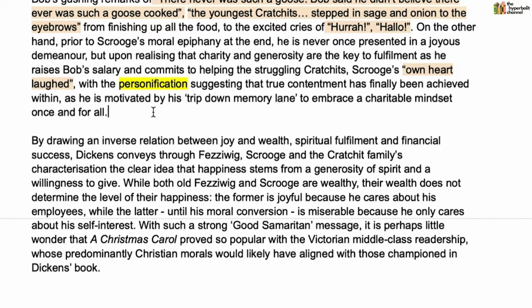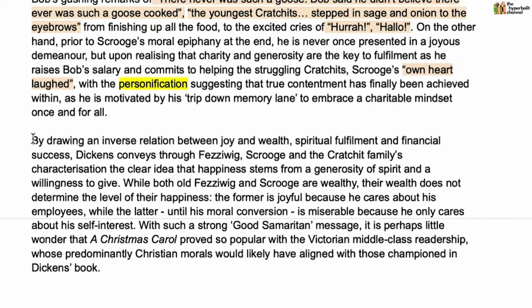By drawing an inverse relation between joy and wealth, spiritual fulfillment and financial success, Dickens conveys through Fezziwig, Scrooge and the Cratchit family's characterization the clear idea that happiness stems from a generosity of spirit and a willingness to give.